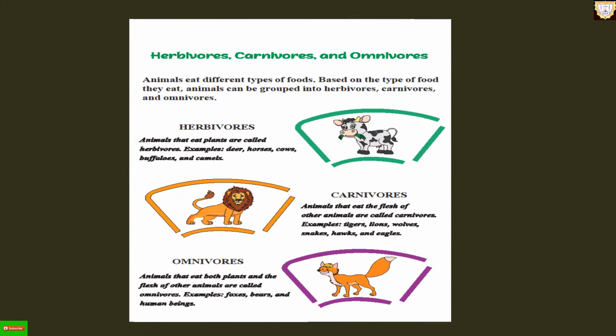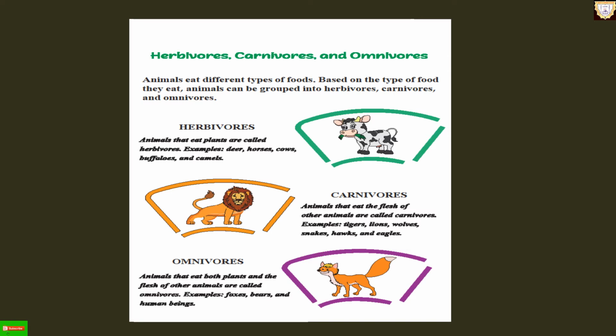Animals eat different types of foods. Based on the type of food they eat, animals can be grouped into herbivores, carnivores, and omnivores. Herbivores. Animals that eat plants are called herbivores. Example: deer, horses, cows, buffaloes, and camels.